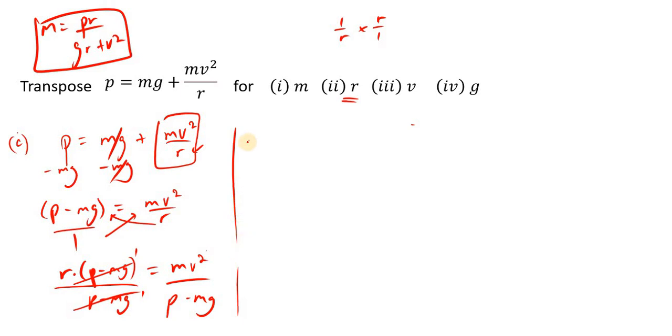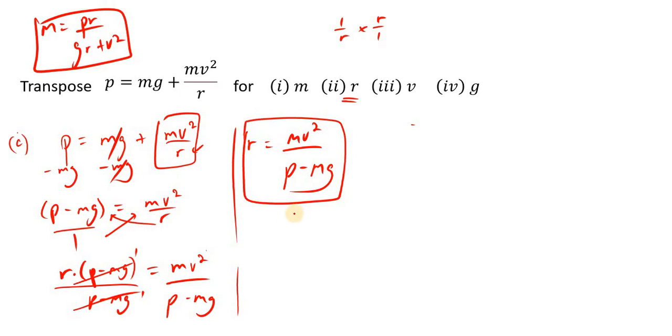It leaves me with r equals, as you can see here, r, since p minus mg cancels out p minus mg. So r equals what? mv squared over p minus mg. And that is my solution. Okay, so now we need to make v the subject.